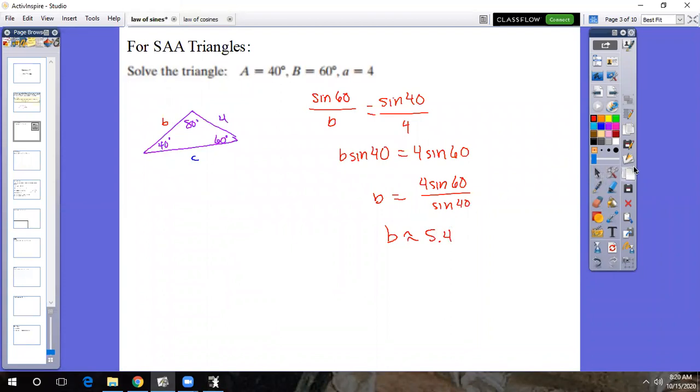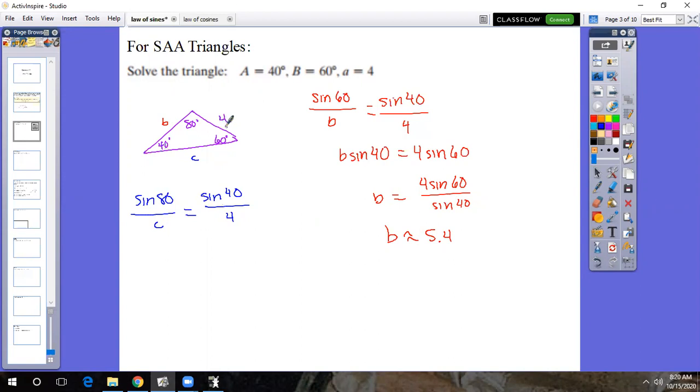All right, so I'm going to do a similar strategy for c. So I have sine of 80 over c equals sine of 40 over 4. I could have used this value for b and 60 degrees here also. The reason I'm using sine of 40 over 4 is that these are exact numbers. These were the numbers that I was given. So these are exact answers.